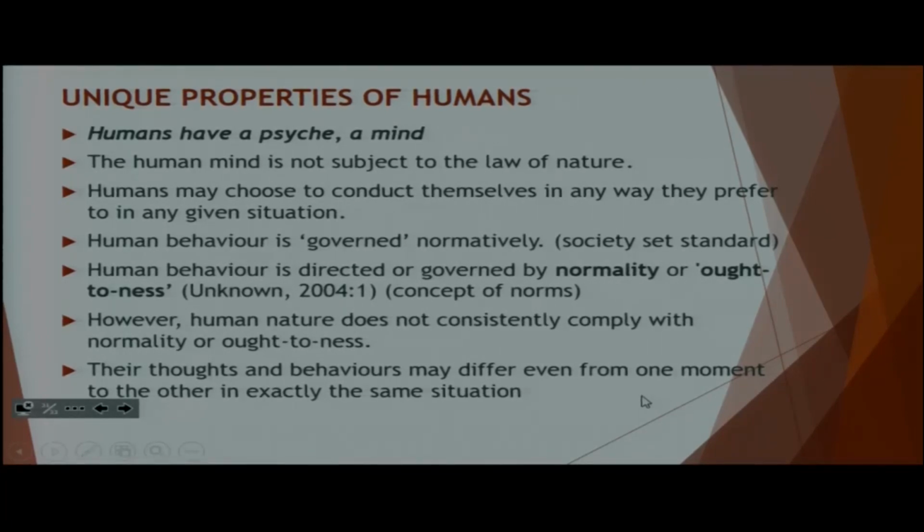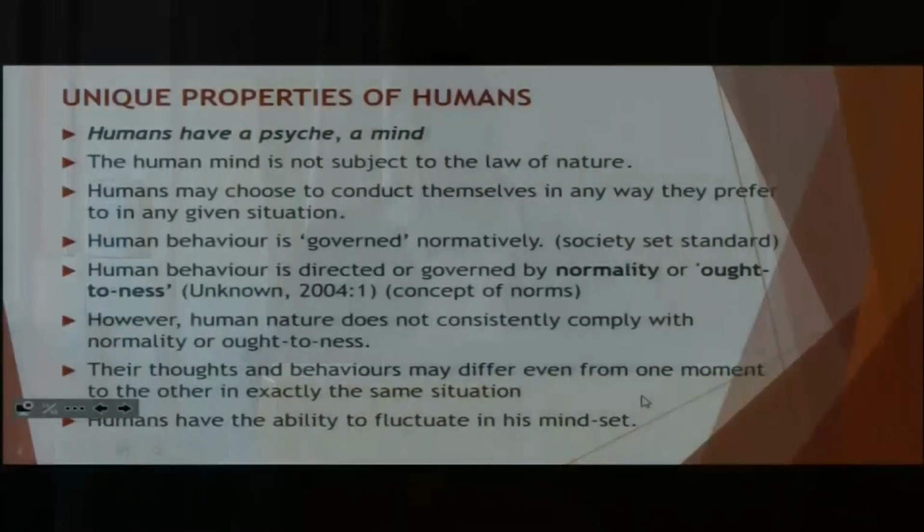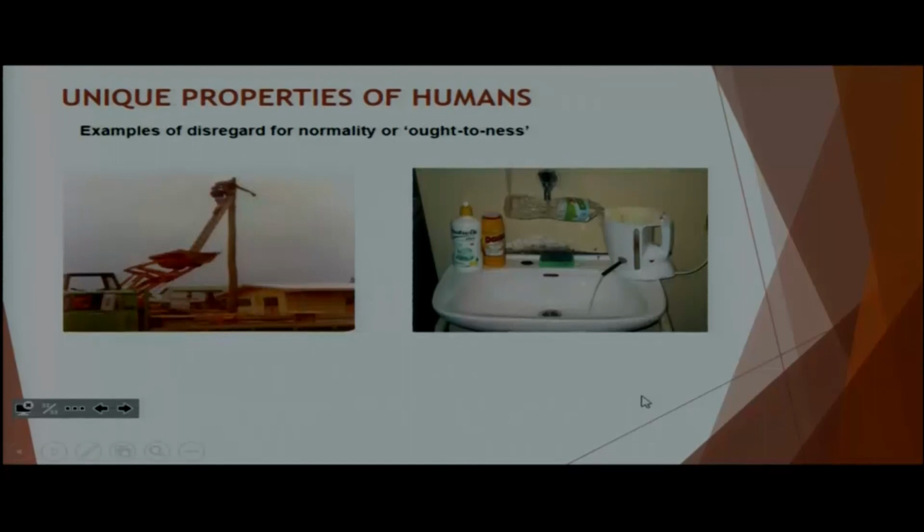Their thoughts and behaviors may differ even from one moment to another in the exact same position. Today you're feeling good, somebody teases you, you're not angry. Tomorrow, same situation, same place, somebody teases you, you are angry, you slap him. Humans have the ability to fluctuate in their mindset. That's why we change our minds momentarily from time to time.